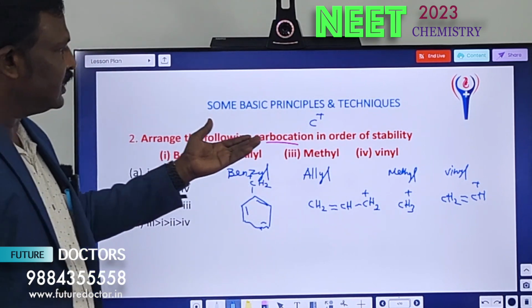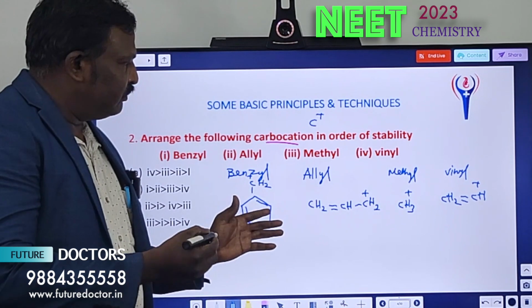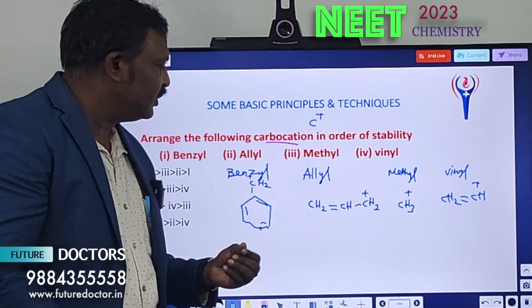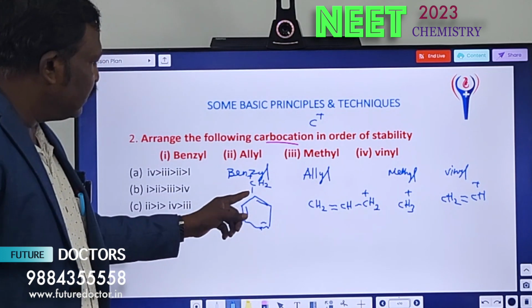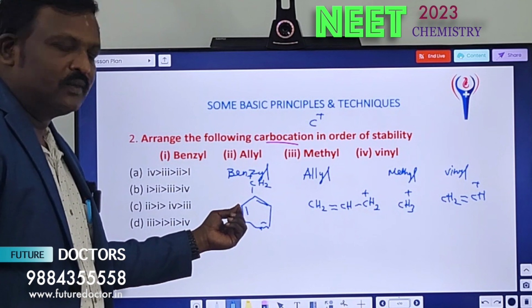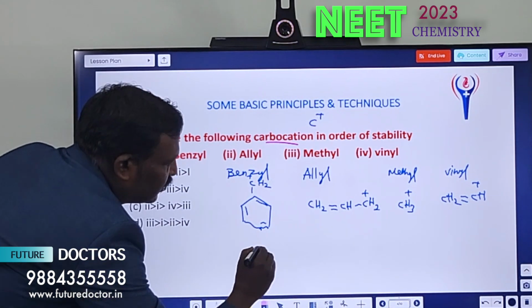How do we decide the decreasing order of stability? See the resonance structures. The species having more resonance structures will be more stable. When you draw the resonance structures for benzyl, we get nearly 4 structures. Here 4 resonance structures.